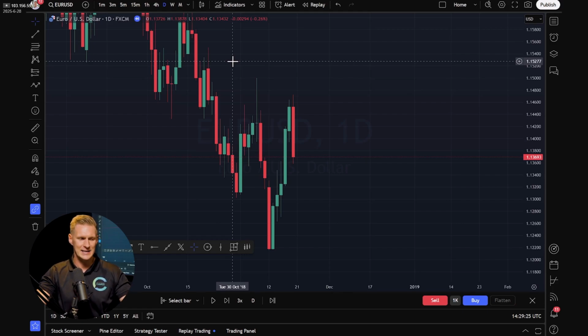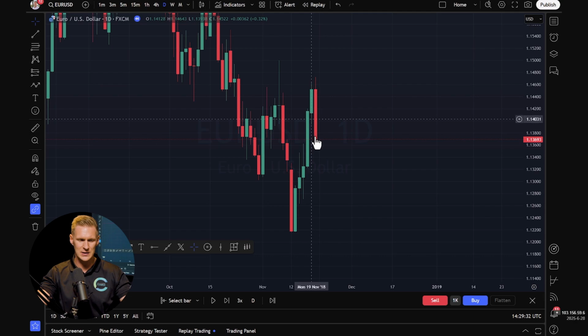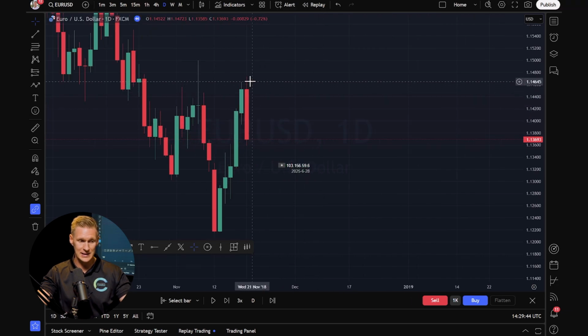Okay, here's a nice example of the euro US dollar on the daily time frame. You can identify this one as a bearish engulfing. You can see this candle fully engulfed the previous candle. Look, the high of our red candle is higher than the previous high, and the close of our red engulfing candle is lower than the previous low. Great, that is a picture-perfect bearish engulfing.